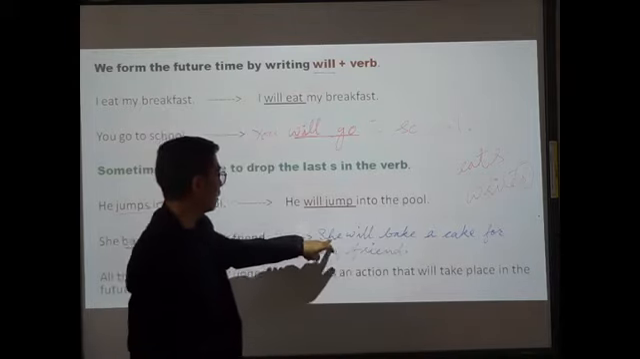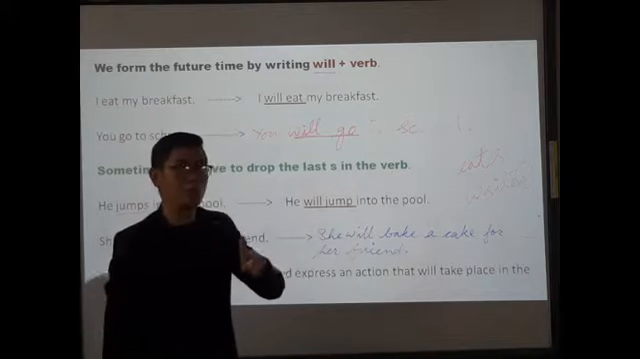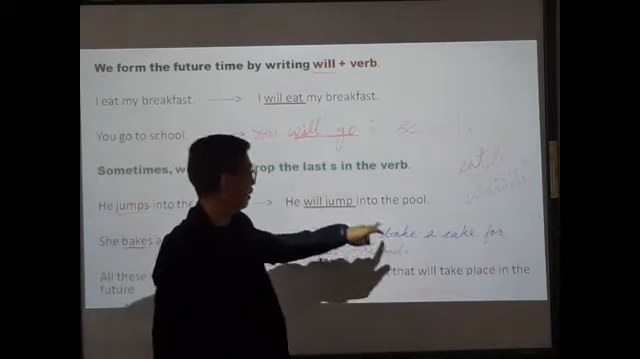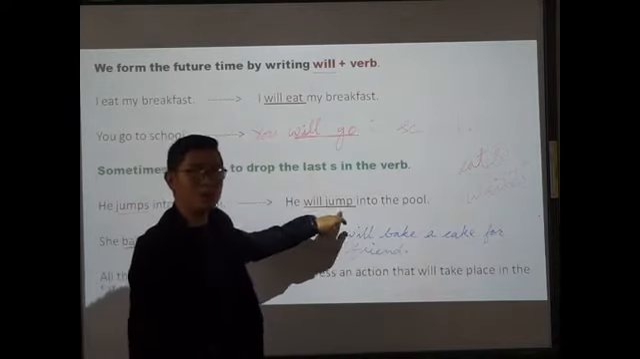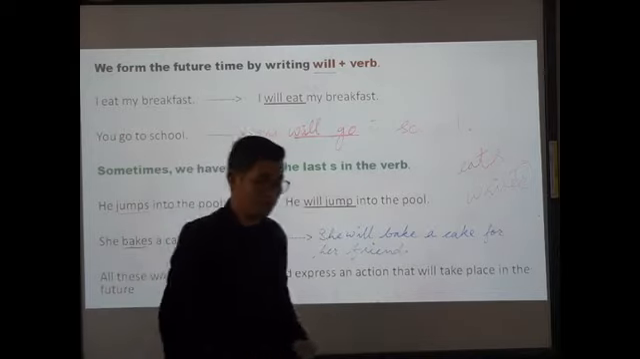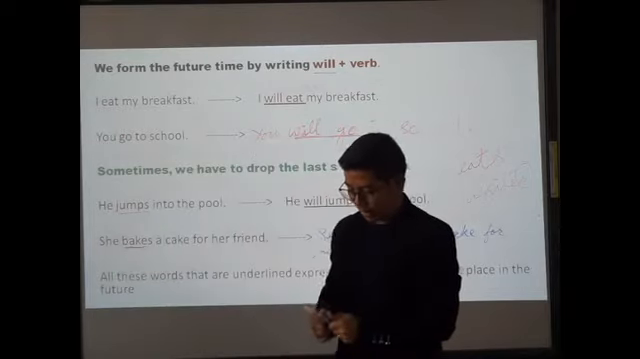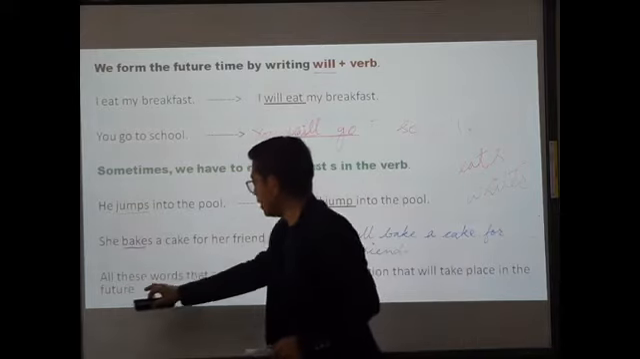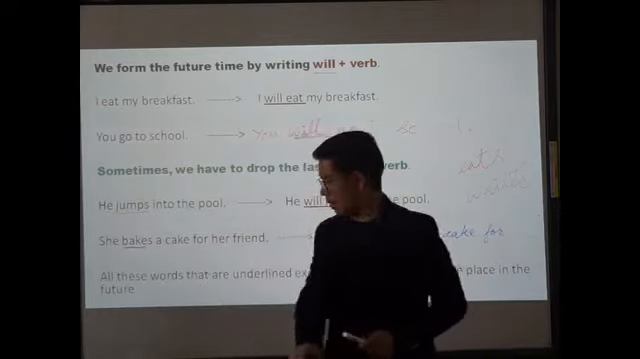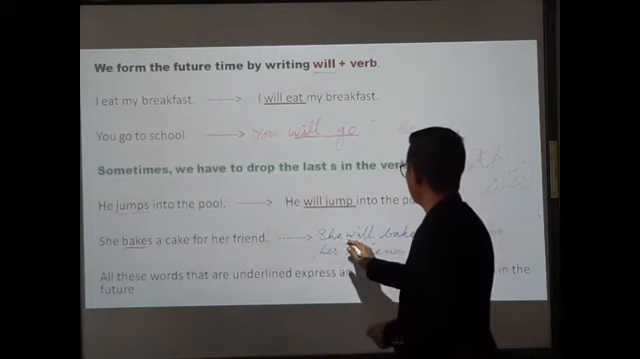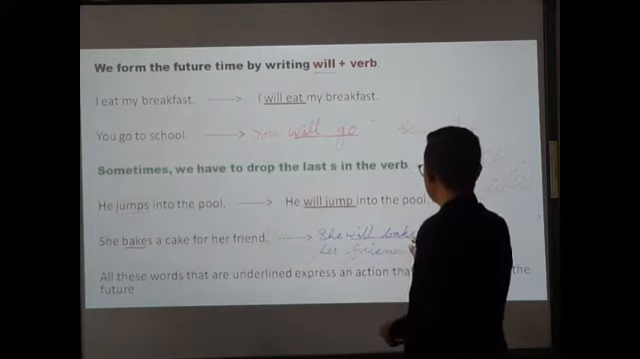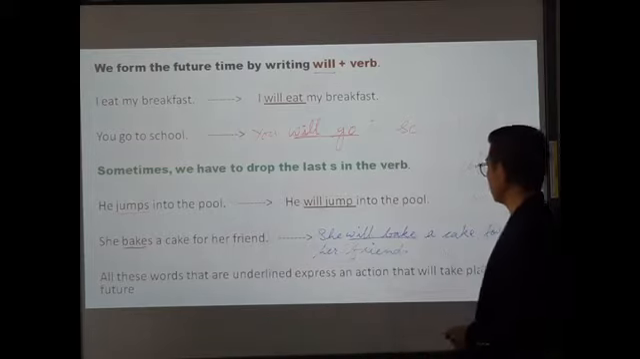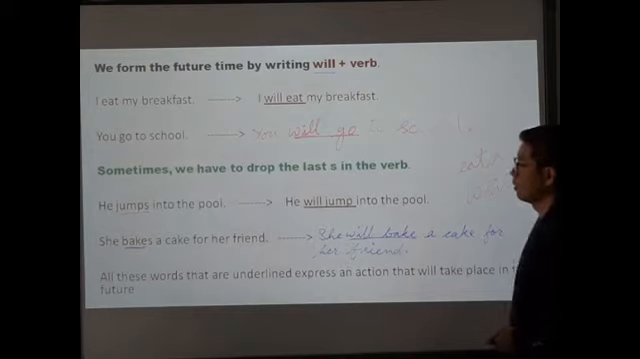Do not write she will bakes. No. She will bake. He will jump, not he will jumps. Understood? Now, all these words that are underlined express an action that will take place in the future.